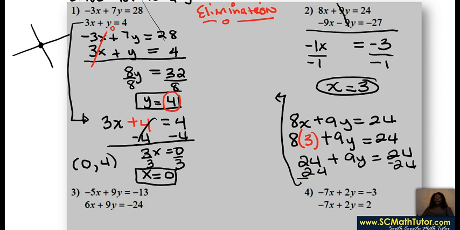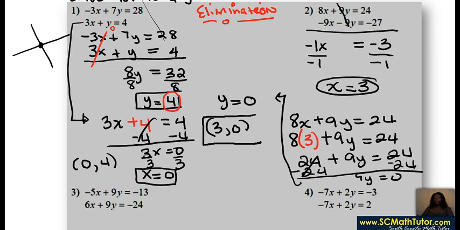Subtract 24 on both sides. This crosses out. 9y equals 0. So y equals 0 because 0 divided by 9 is 0. It is not always the case that one of the variables is 0. It just happens to be like that for these problems. So it doesn't always end up with one of the variables equal to 0.